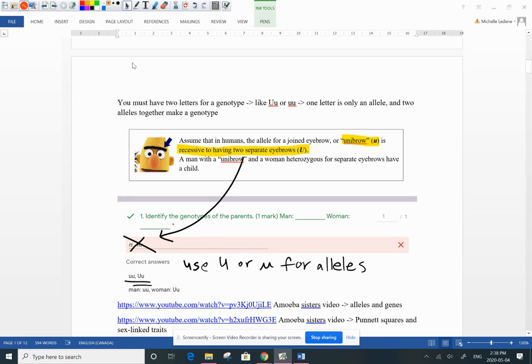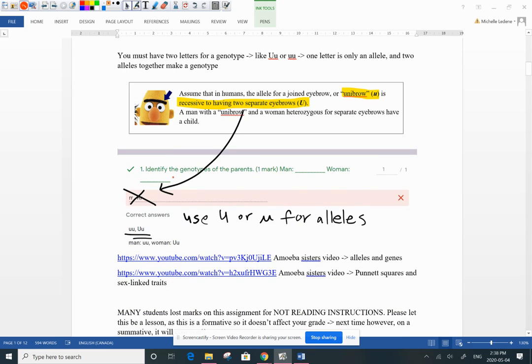So again, you get two letters for a genotype. And some students were writing here, what is the man? Well, he's a little u, and the woman is a big U. No, that's not a genotype. That's just an allele. You have to pair them up together. And if I'm telling you use U's, then don't give me R's or T's, right? Use the legend that I have.